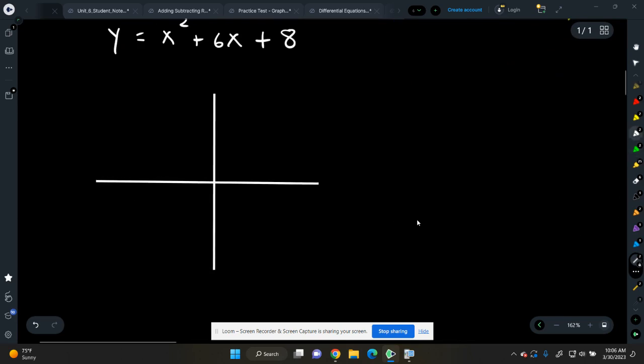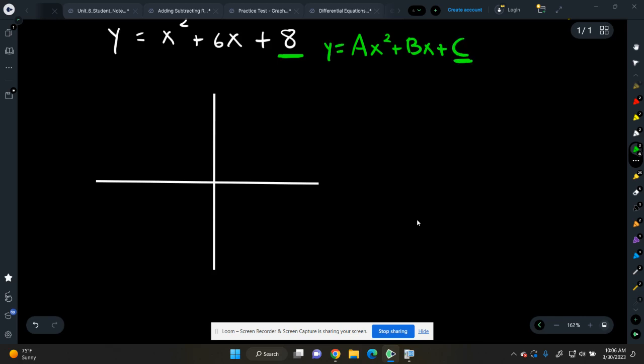So it's going to cross the y-axis right here. The c value, in ax squared plus bx plus c, is where it crosses the y-axis, the y-intercept. So this particular parabola is going to cross the y-axis at 8. 1, 2, 3, 4, 5, 6, 7, 8.